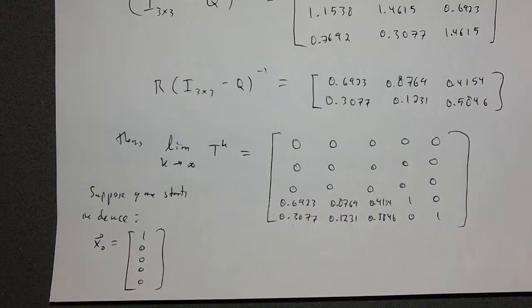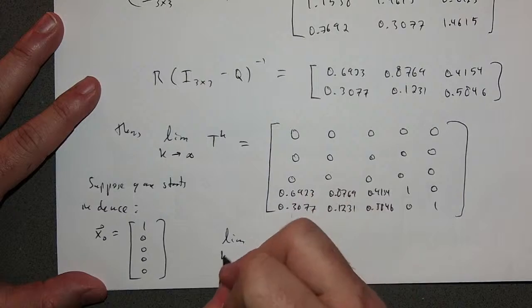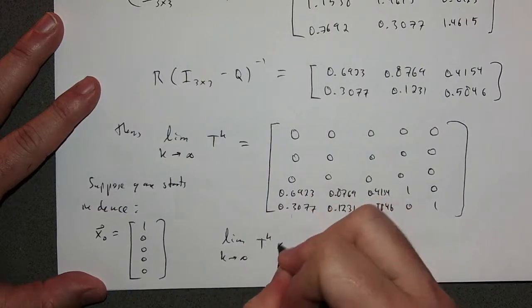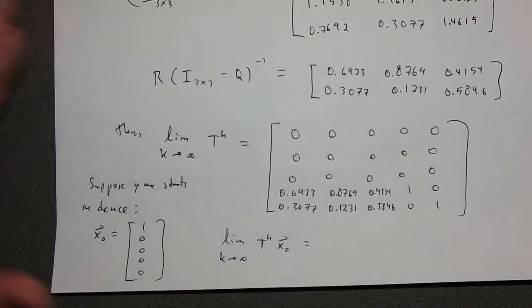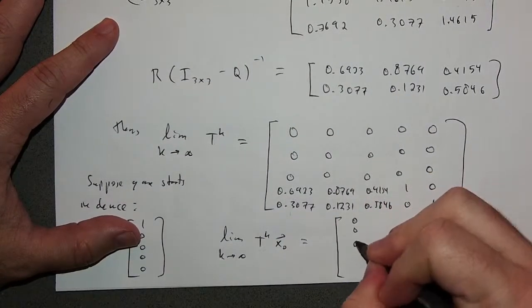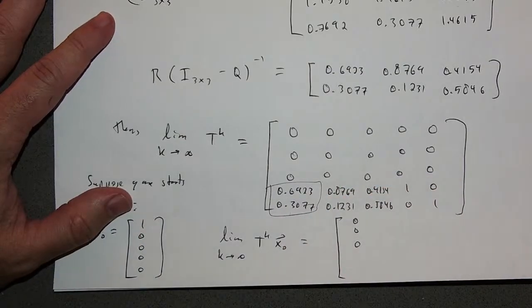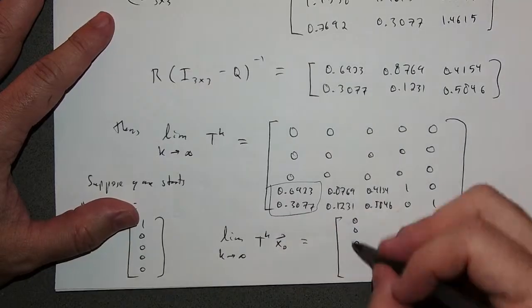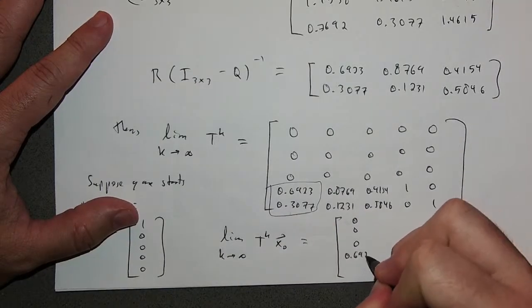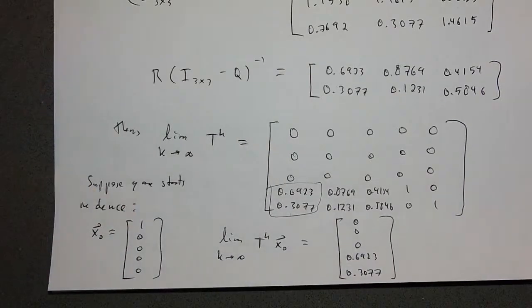What would I do to find the probability of what state we are in after a long time? I would compute the limit as k goes to infinity of T to the k times x naught. If you do this multiplication, what do you get? You get a vector 0, 0, 0, and then the entries in this first column here: 0, 0.6923, 0.3077. So what does this mean?